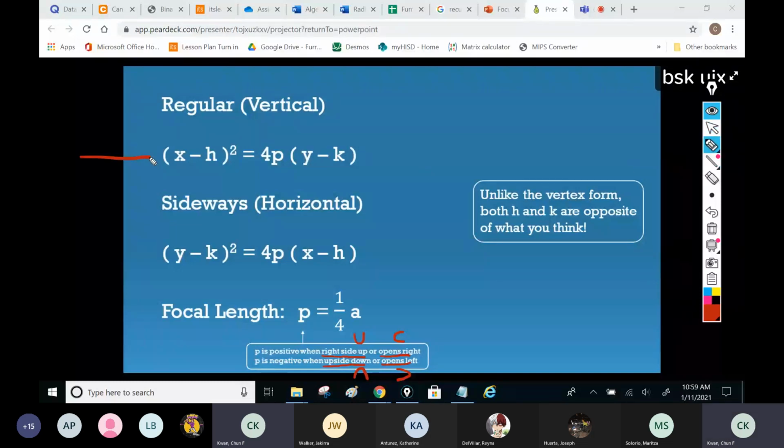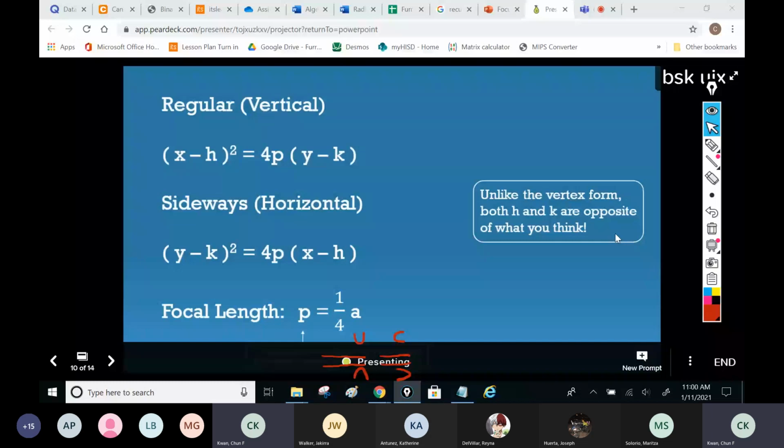All right, so make sure you guys copy these formulas down, especially right here and right here. Without these two, you are not going to be able to do any problems. All right, I'll give you guys another 30 seconds. Go ahead and finish copying this down.